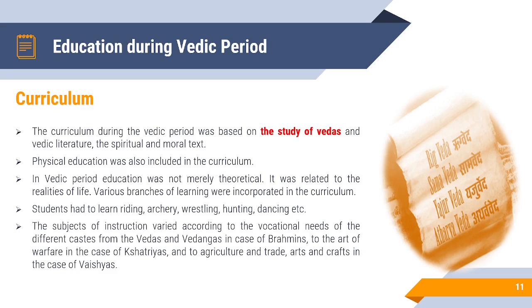Physical education was also included in the curriculum. In Vedic period, education was not merely theoretical; it was related to the realities of life. Various branches of learning were incorporated in the curriculum. A student had to learn riding, archery, wrestling, hunting, dancing, etc. The subjects of instruction varied according to the vocational needs of the different castes, from Vedas in case of Brahmins, to the art of warfare in the case of Kshatriyas, and to agriculture, trade, arts and crafts in the case of Vaisyas.